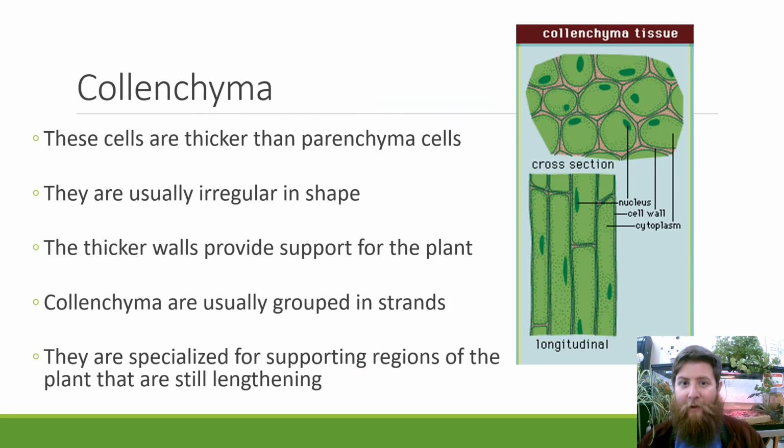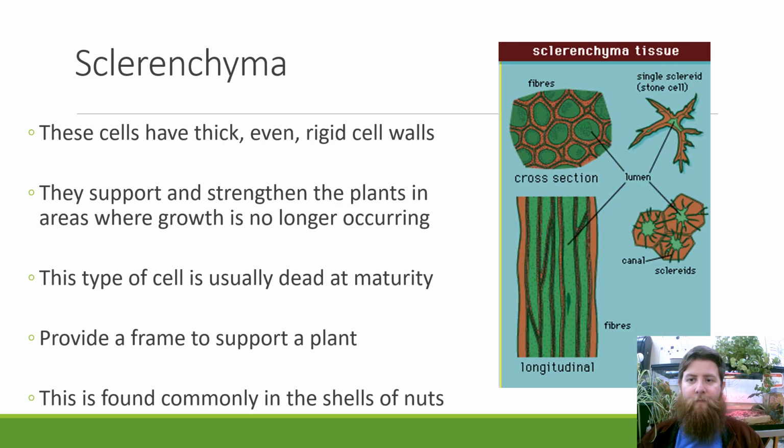The next type of cell is collenchyma. These are thicker than your parenchyma cells. They're more regular in shape. They have a thicker cell wall up here, and this is because they're helping to provide support for the plant. So they usually group in strands, and these strands are usually running straight up and down, and they're helpful for supporting a plant while it's still growing. So they're a little bit flexible, but not super flexible. They have some give, but not a lot.